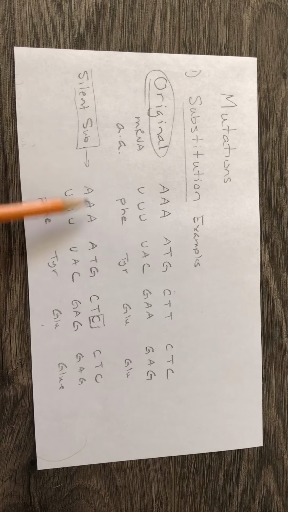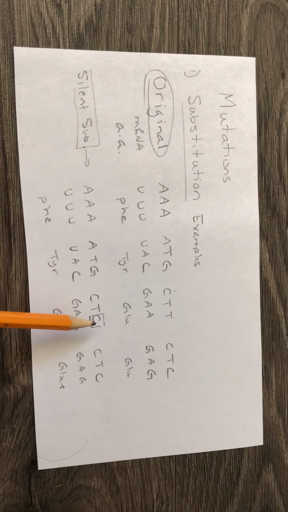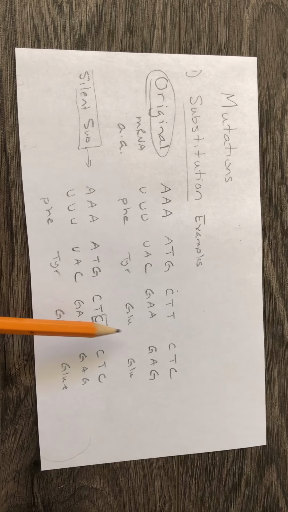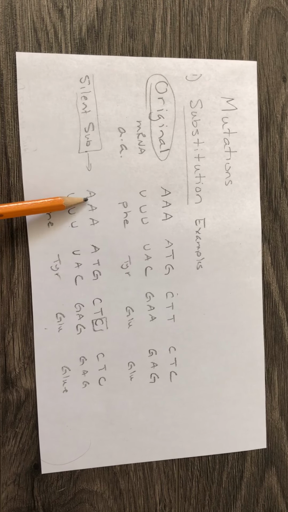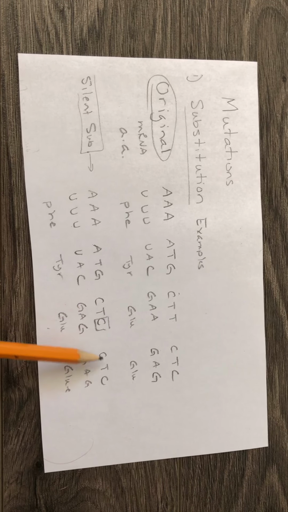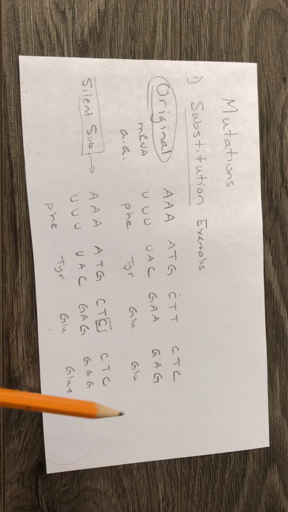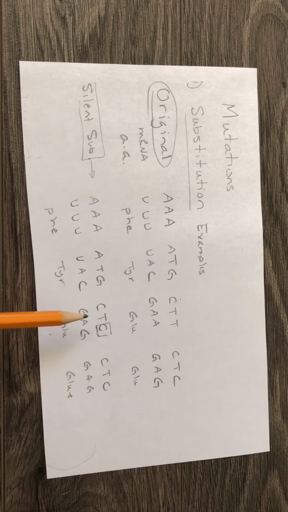Now, in my first example of a mutation, we're going to see that we have a substitution right here where this T has been substituted for a C. Everything else is the same. AAA, ATG, CT, here's my substitution, and then we're back to CTC, which is the same. So I'm only going to focus right here where my substitution mutation is.